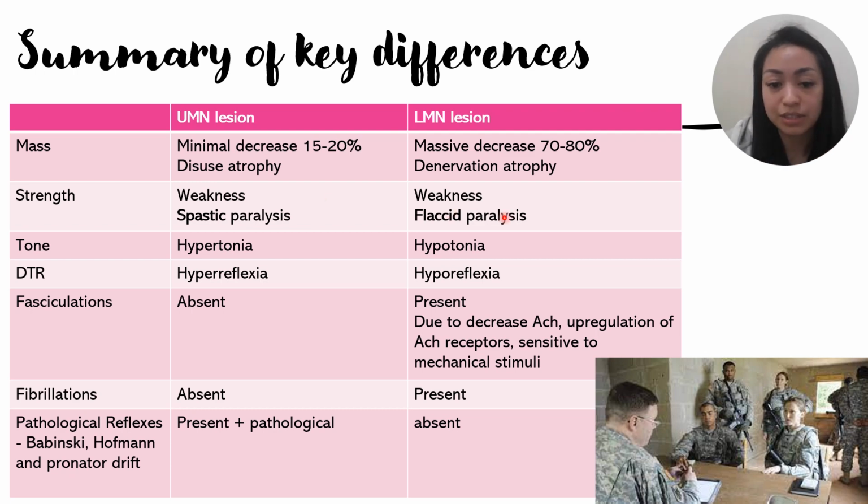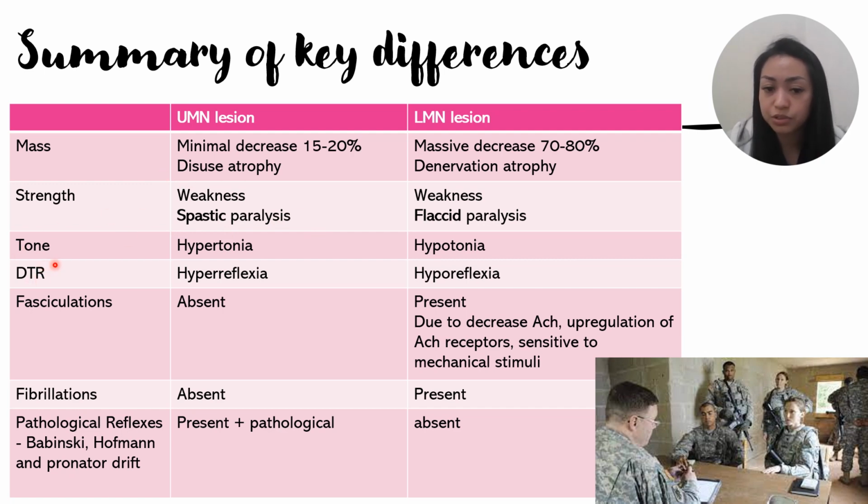And the way I think about this is related to the tone. Okay, so flaccid means floppy. So with lower motor neuron lesions, it reminds me that it's the floppy type of paralysis. It's flaccid paralysis. Whereas obviously, if that's flaccid paralysis, the other one's going to have to be spastic paralysis. Okay, so moving on to the tone.